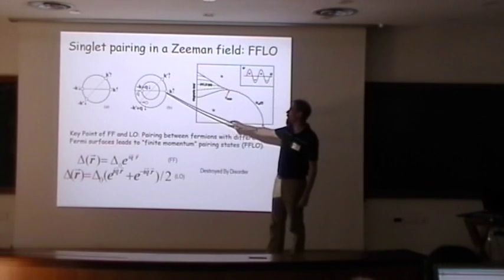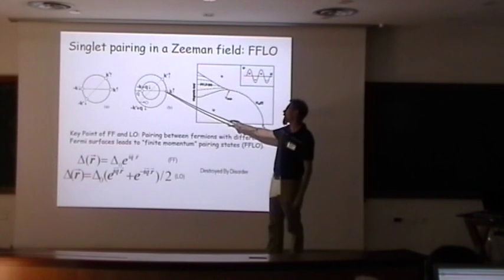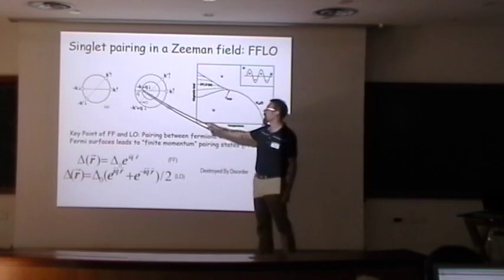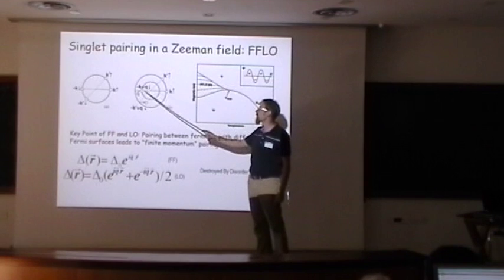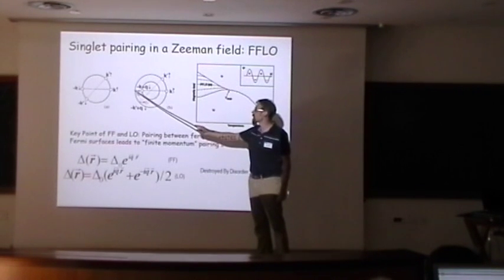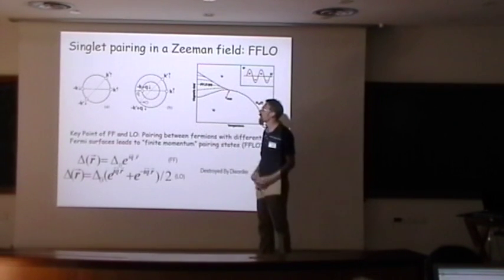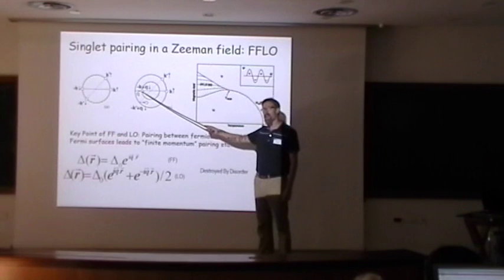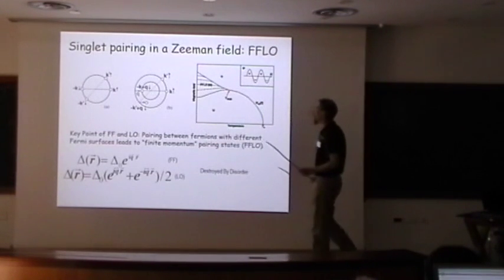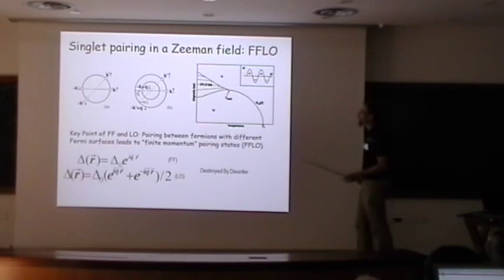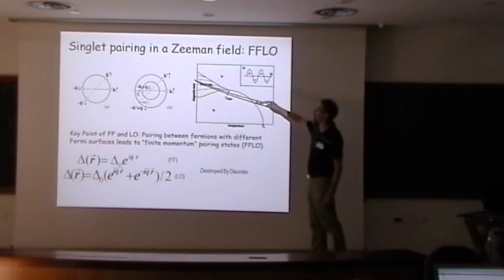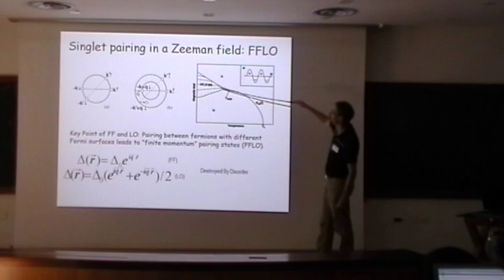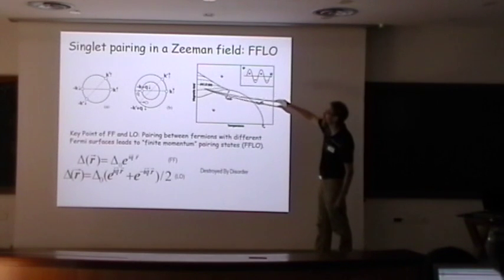So what Fulde, Ferrell, Larkin, and Ovchinnikov looked for was the possibility that you pair a state k up with a state down at minus k plus Q. So this would be minus k, this would be minus k plus Q here. And they found that such states are indeed stable. If you look at the temperature magnetic field phase diagram, here's magnetic field, here's temperature. They found that in particular, at the very low temperature high field regime, you could get these phases.